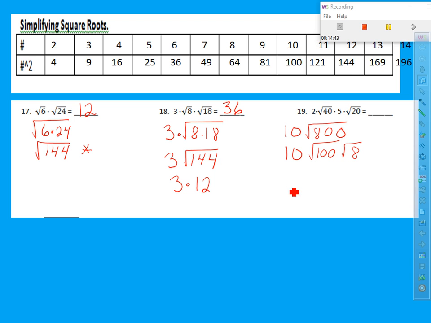Now, when I simplify this, I get 10 times 10 times the square root of 8. But the square root of 8 reduces some more. So now I'm going to start another line. So I've got 10 times 10 times, I'm going to think of 8 as square root of 4 times the square root of 2. I now have 10 times 10 times 2 times the square root of 2.